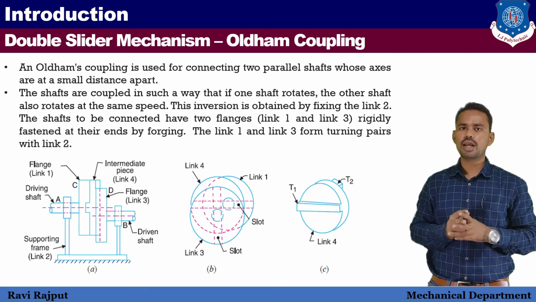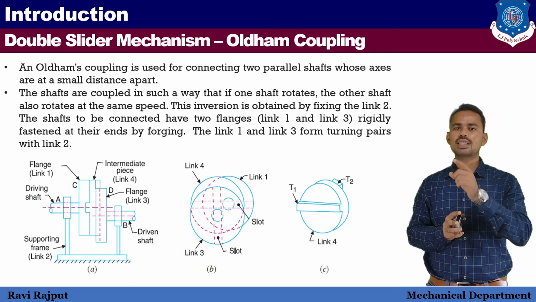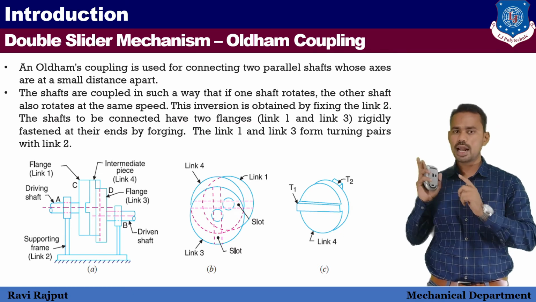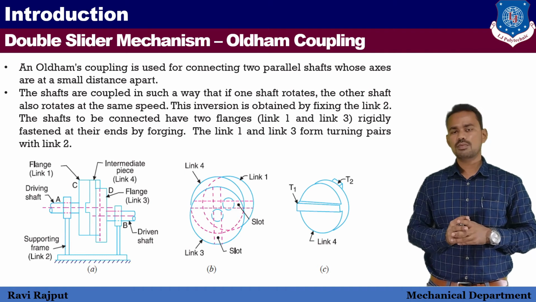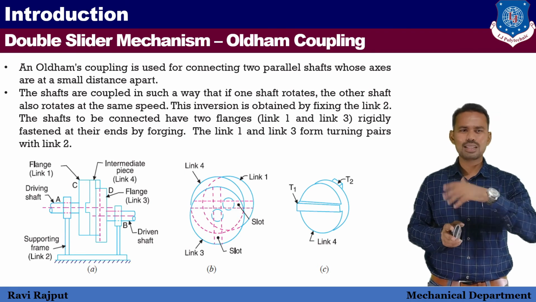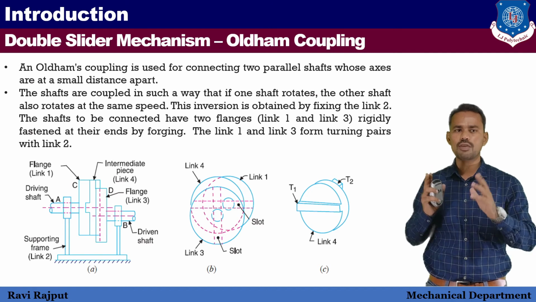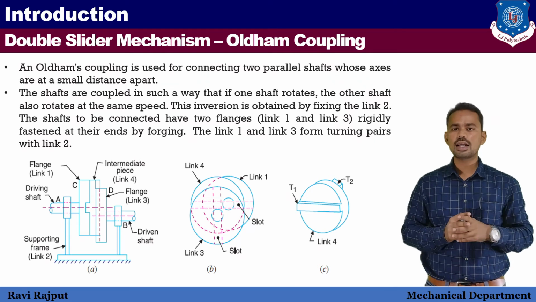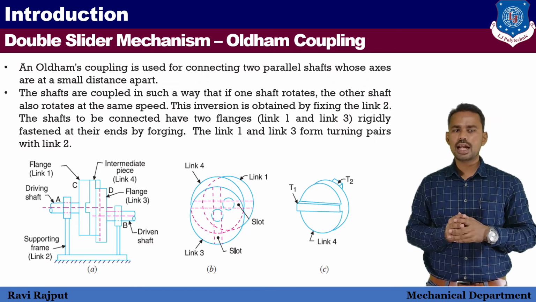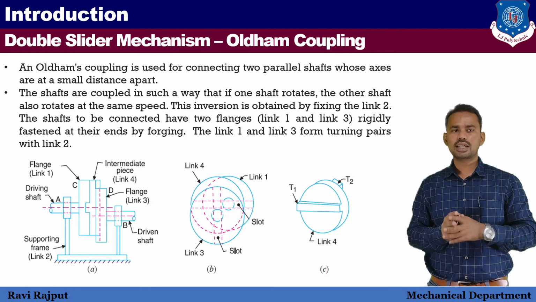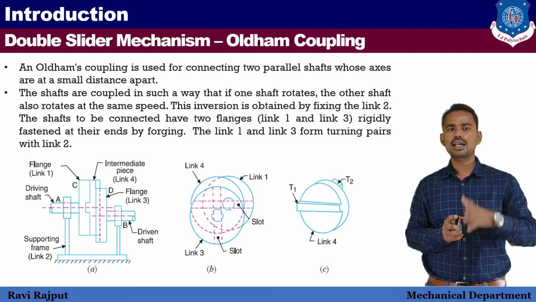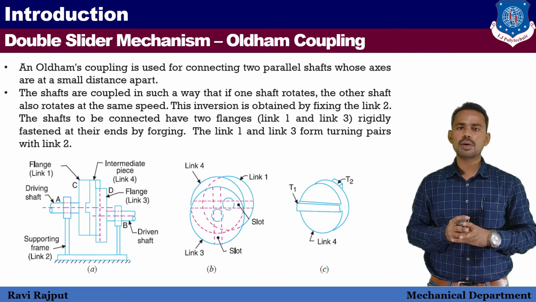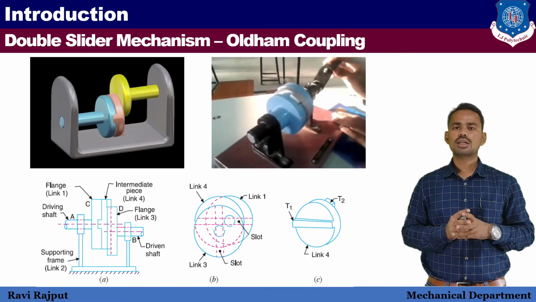The inversion is obtained by fixing the link shown here as the second link. That is the fixed frame on which the whole setup will be installed, and it is the fixed link. The shafts are rigidly connected to the 2 flanges, which are link 1 and link 3 shown here. These are fastened either by forging or by some other means, but they are fastened to the shafts. Link 1 and link 3 form a turning pair with link 2, and in between them there is an intermediate piece connected to link 1 and link 3, forming a sliding pair on each side. So there will be 2 sliding pairs and 2 turning pairs.